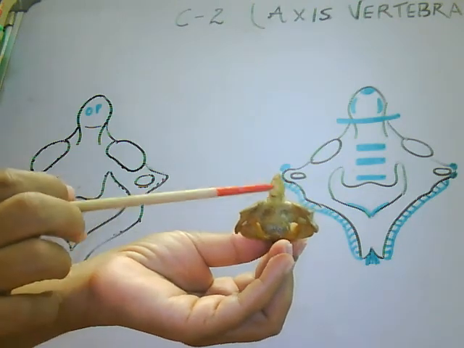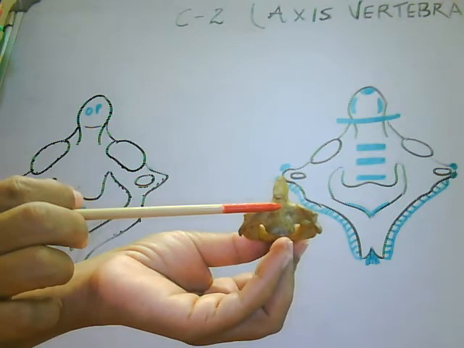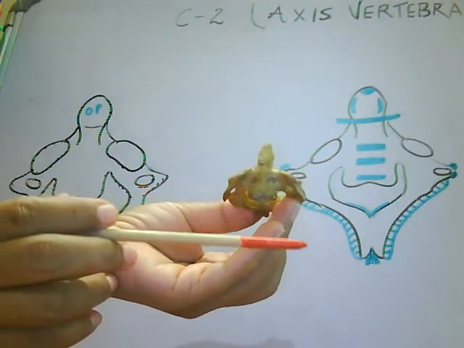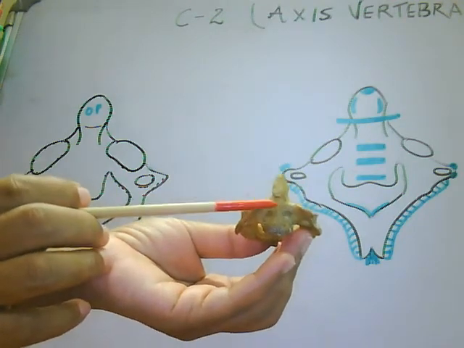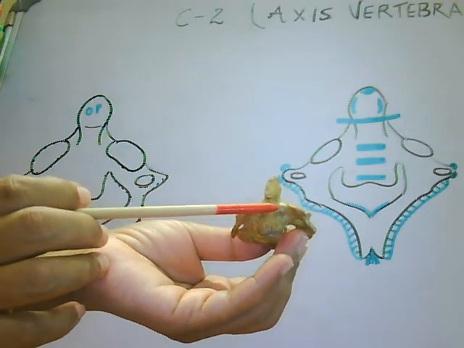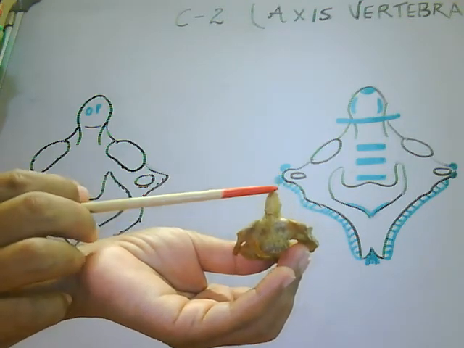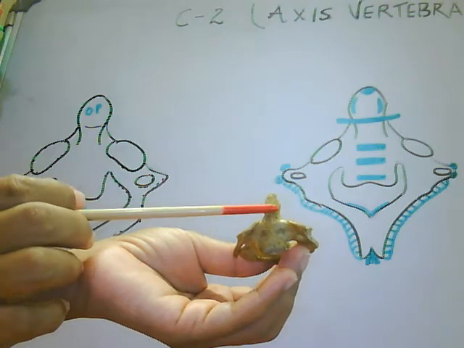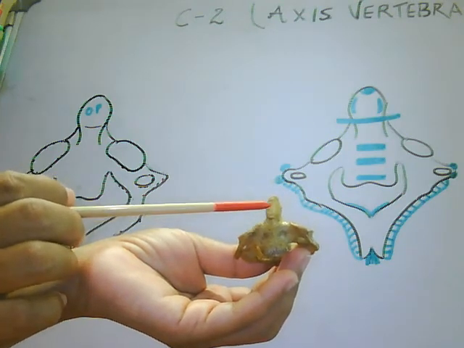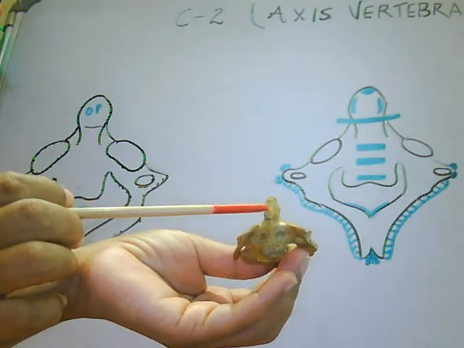Now we will see some parts of this vertebra. To identify it, you need to know how to keep this vertebra in normal anatomical position. So what you are seeing here is a process known as odontoid process because this process is tooth-like, so the name odontoid process is given. It is also known as dens of the axis.